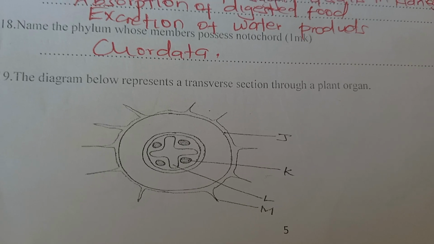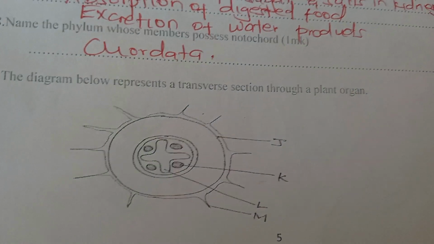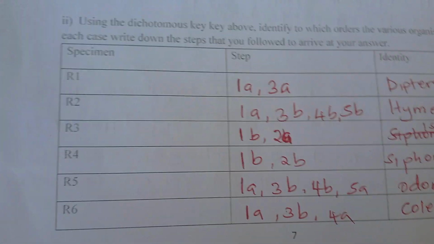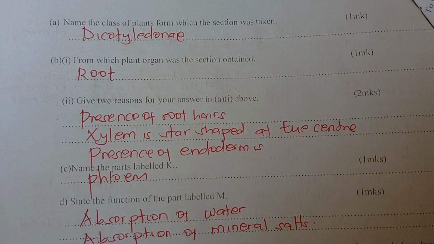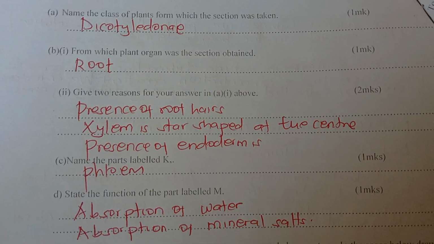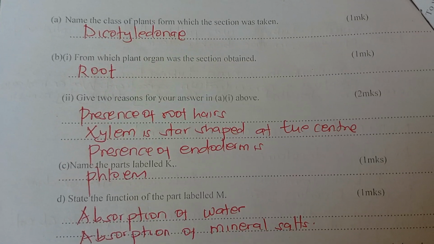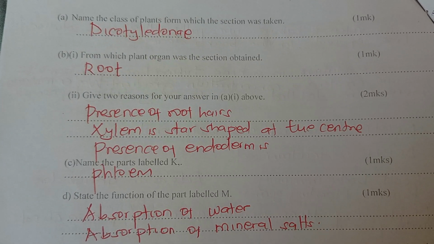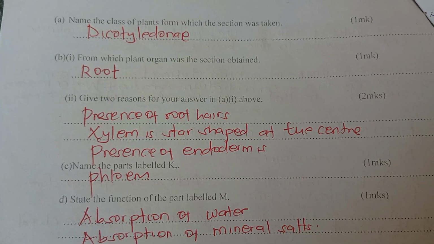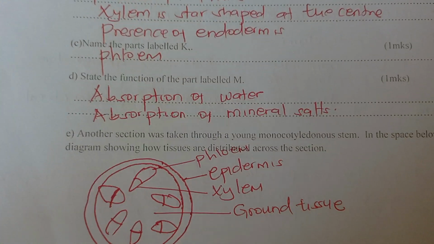So that's a diagram showing the transverse section through a plant organ. So you're supposed to study it and then answer the questions. You are told to name the class of plants from which the section was taken. That is a dicotyledon. You've seen it's a root, and the presence of root hairs confirms it. Xylem being star-shaped at the center, and then presence of endodermis.